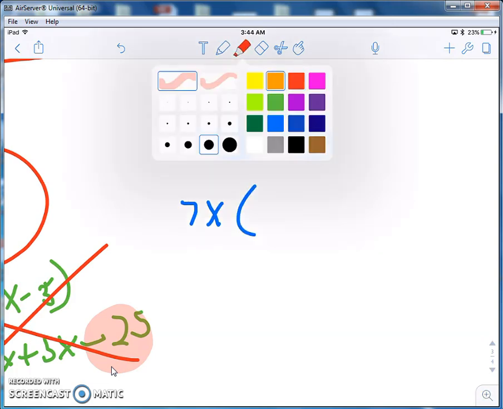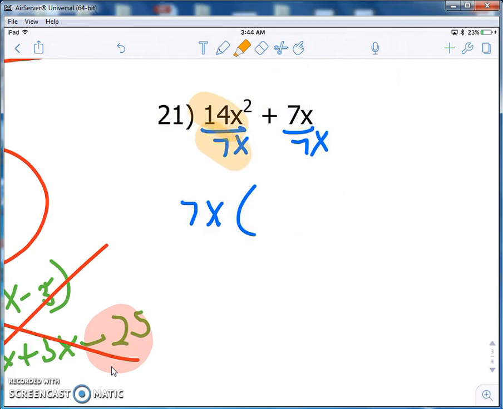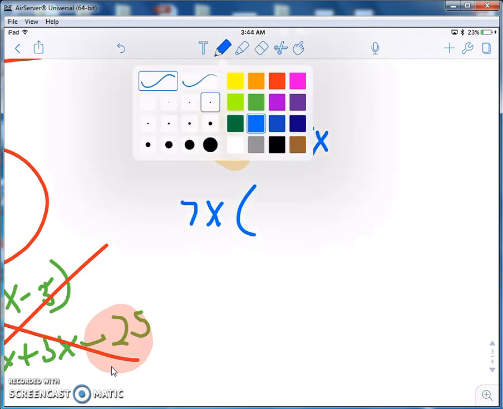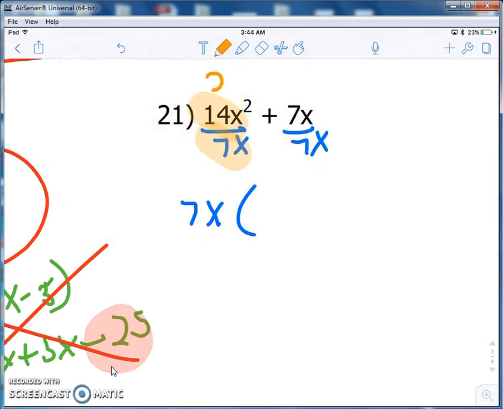What we see with 7 and 14 is that we're going to have a 2 left. And with our x's, we're going to have x squared over x is x. And then what we see on the 7s is everything reduces. Now that doesn't go to 0, it goes to 1. So 2x plus 1 is what's in the parentheses. You should always be able to FOIL this back out to see if it works. It's a good check.